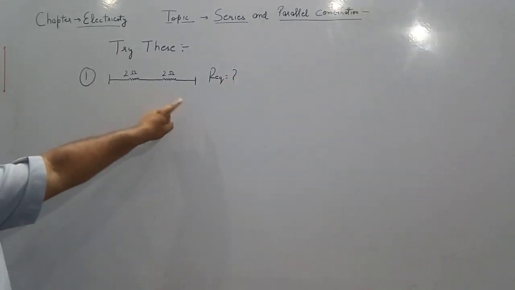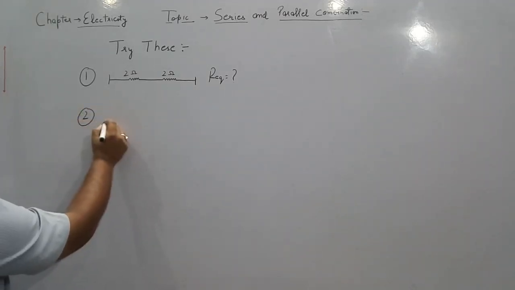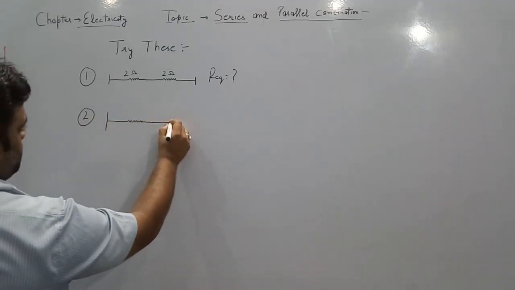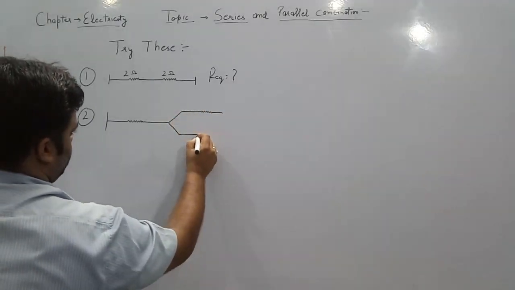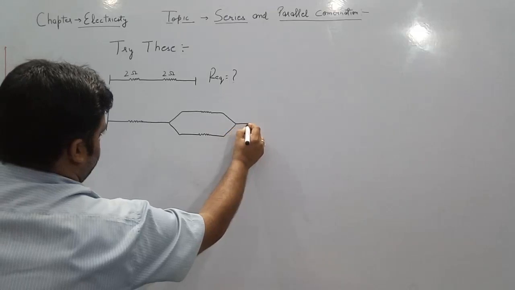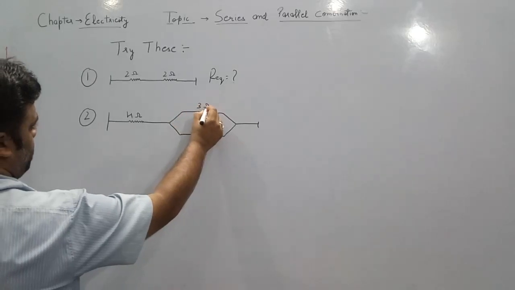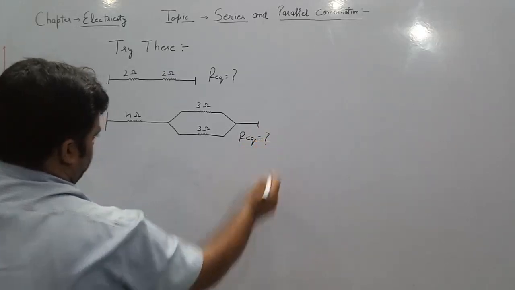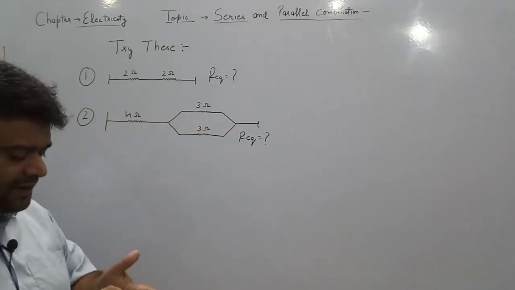2 ohm and 2 ohm are connected in series. We have to find R equivalent for it. Four ohm, 3 ohm and 3 ohm are connected. We have to find R equivalent in the circuit.